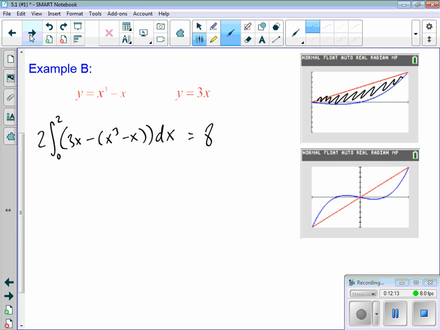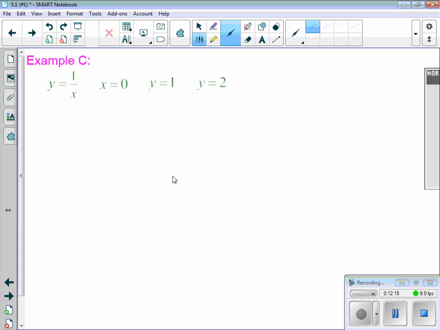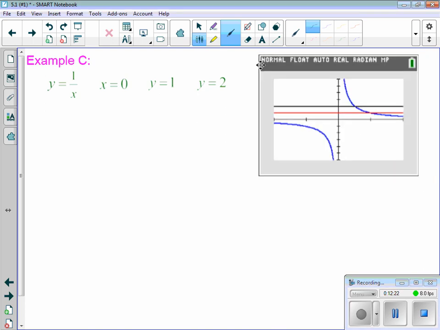Okay, let's go to example C. And again, I'm going to give you a couple minutes to get a head start here. Let's take a look here. So looking at the graph, you probably got a graph that looks like this, but it might be hard to know exactly what you're trying to find the area of with something like that.